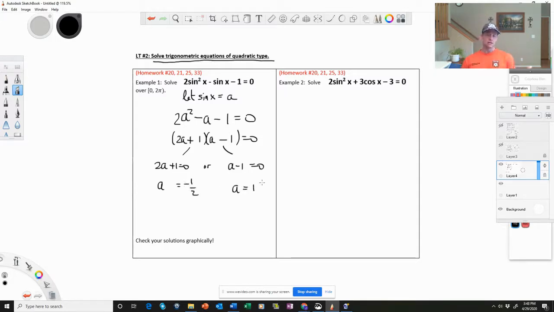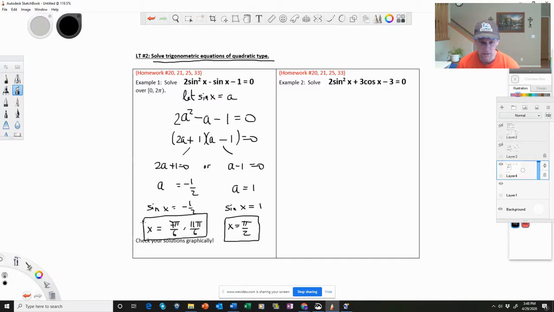But a isn't really a. What's a? It's the sine of x. So now let's go ahead and put the sine of x back in here. So I want to know where the sine of x is negative 1/2 and where the sine of x is equal to 1. So on the unit circle, very simple. We know that the sine of x equals 1 at pi over 2 or 90 degrees. And it equals negative 1/2 at 7 pi over 6 and at 11 pi over 6. And you can get that straight from the unit circle. Nothing tricky about that.